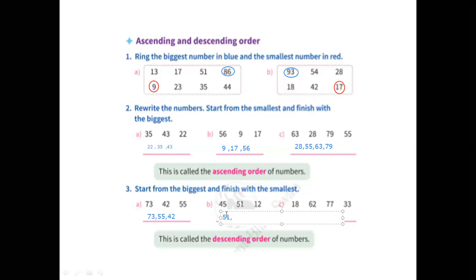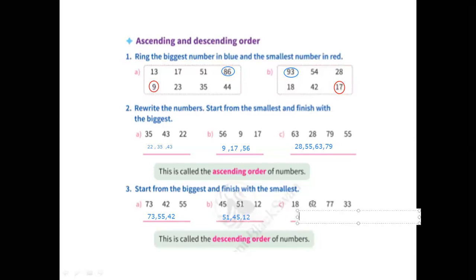Yes. Next, 51 we have wrote. So we have to compare 45 and 12. Which is the biggest? 45 or 12? 45 is biggest. Then left out is 12. When we compare this both number, 12 is smallest. Okay. So we are writing in the last.